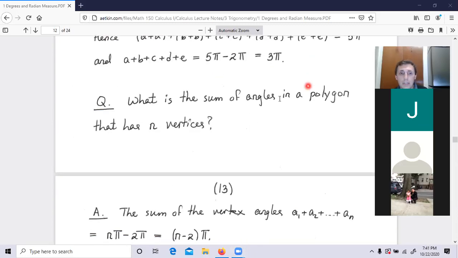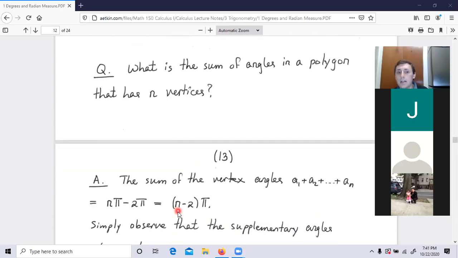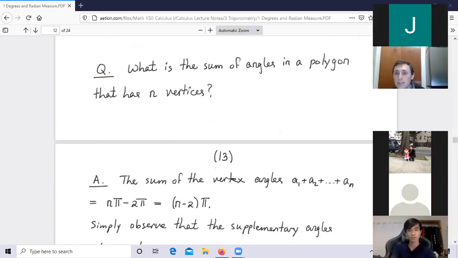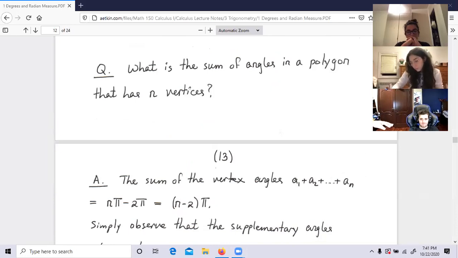And in general, if I have n vertices, the answer is n minus 2 pi. So if I have 3 vertices, it's 3 minus 2 pi. Yes, that's very nice.